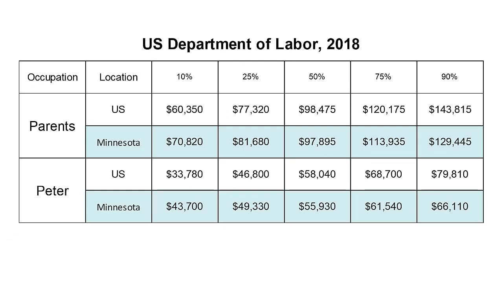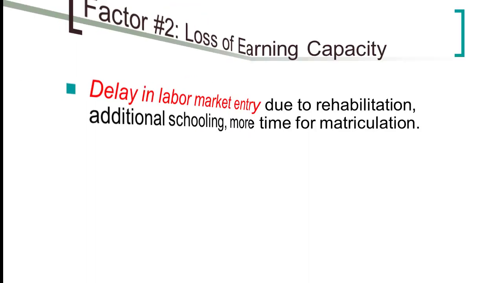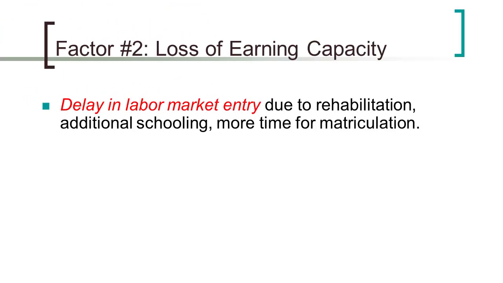And here are the comparisons between the average of his parents' occupational categories and the ones that we expect Peter to attain. On this basis, we can make a year-by-year comparison of the differential between what Peter would likely have earned without his functional limitations and what he is likely to earn when he enters the labor market with those limitations. Now we can see for the first year in the labor market, that difference is $27,120.